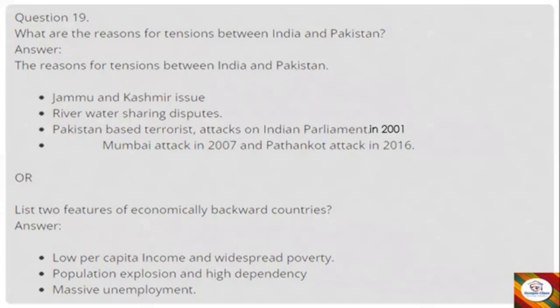Okay, so here you have an option in question number 19, either the first or the second one. So let's do one more question under 19. List two features of economically backward countries. Answer. It has low per capita income and widespread poverty, population explosion and high dependency, and massive unemployment. Okay, so these are the features of economically backward countries. So there is an option in question number 19. Either you can write reasons for tension or you can list two features.